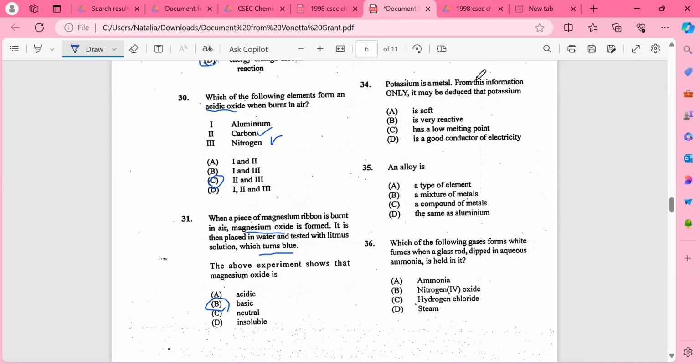Potassium is a metal. From this information only, it may be deduced that potassium is a good conductor of electricity. That's the only property of metal that we're seeing there.